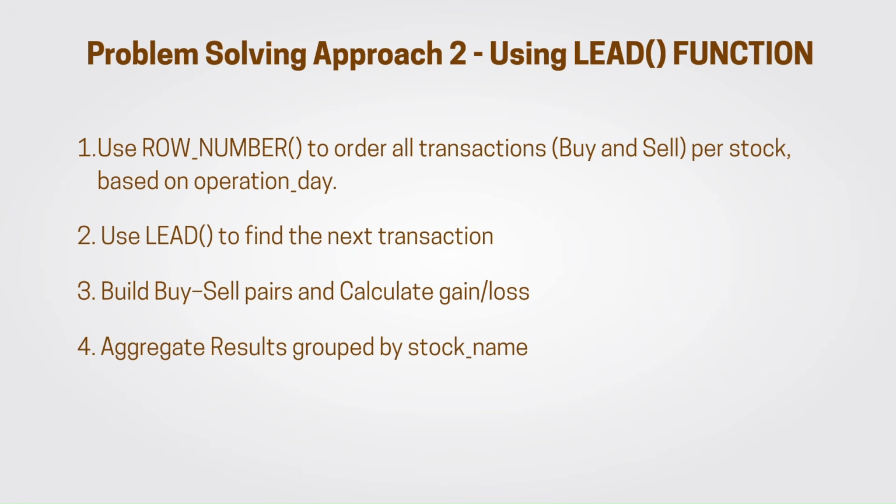Now, in the last step, you'll simply aggregate the results grouped by stock name. Here you will do the summation of the gain or loss grouped by the stock name. So the final result will show you the total capital gain or loss per stock. Now this is your approach number 2.